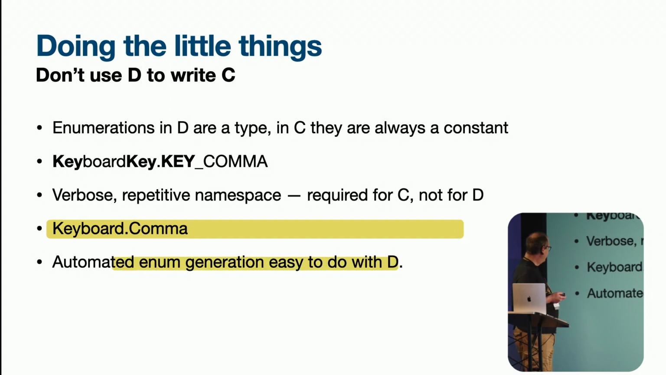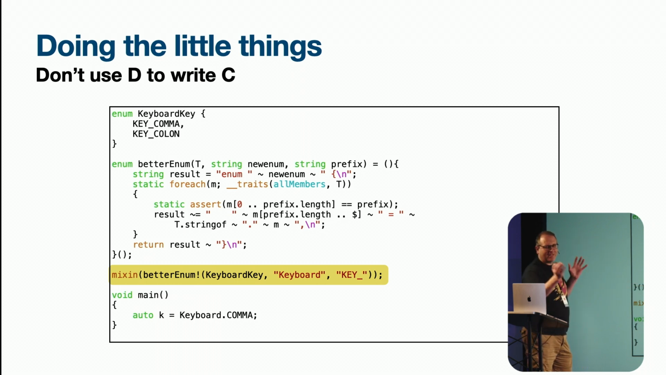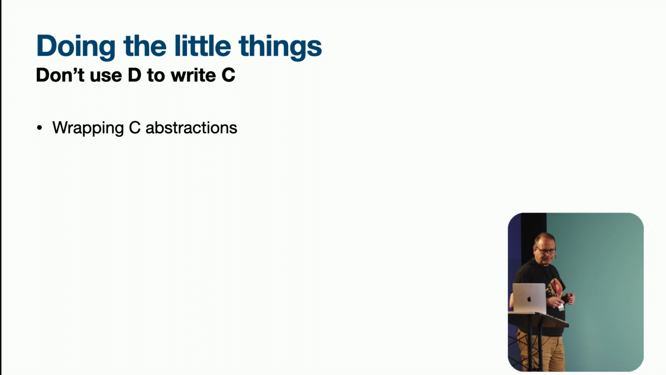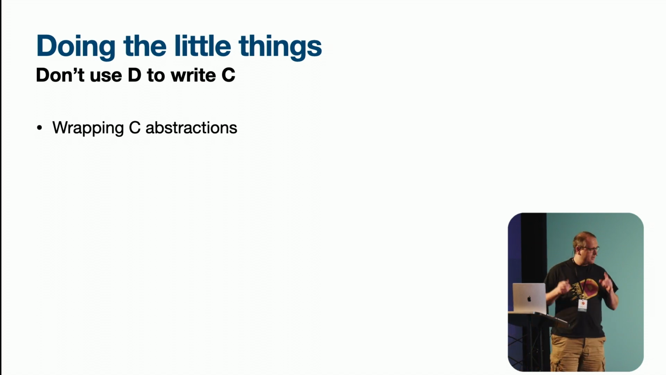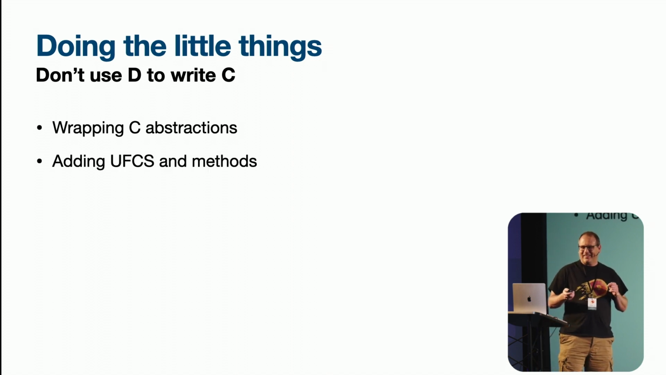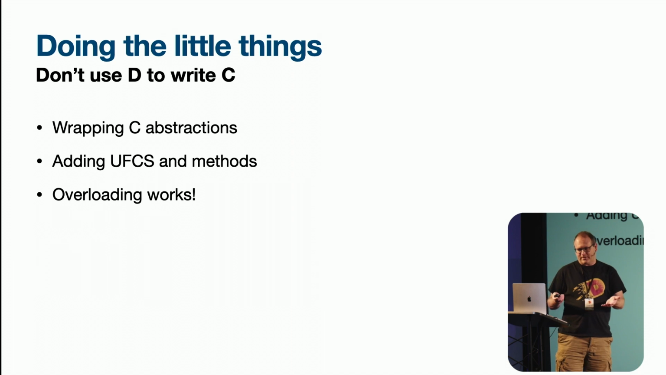That's much better. And we can do this with D because we have introspection. You don't have to write it all the time. You just have this one little thing tucked away somewhere, and then this is all you've got to do. Just mix in, make me a better enum, and there it is. So we can use introspection to make some cool things like that. Wrapping C abstractions. I don't have my presenter notes because I couldn't figure out how to get that, so let's see what's coming up next. Oh yeah, adding UFCS methods, I talked about that. Overloading, yes, overloading works.